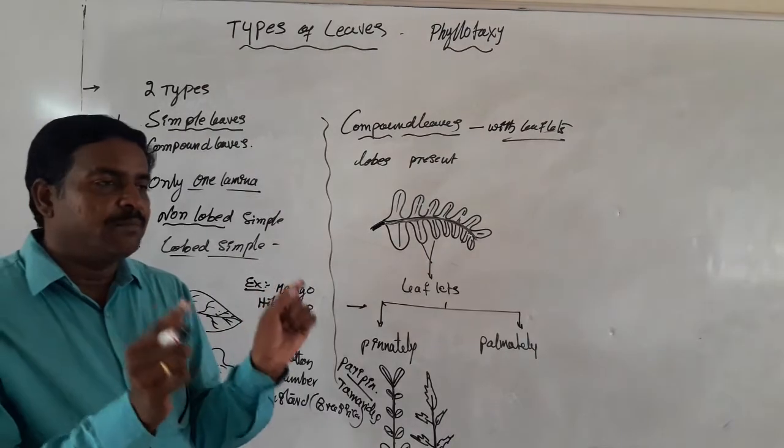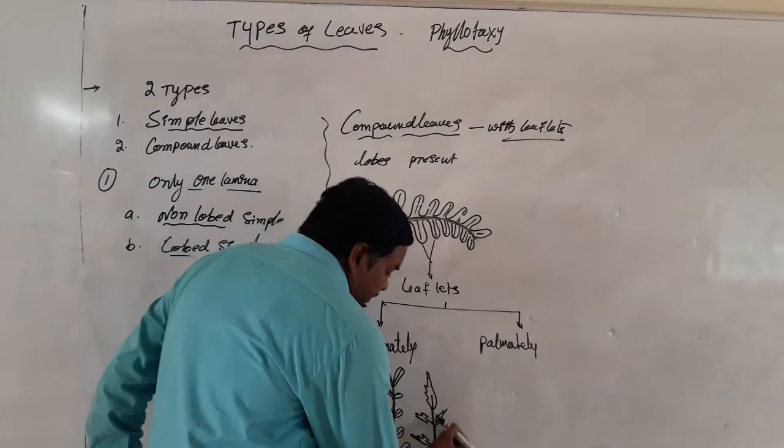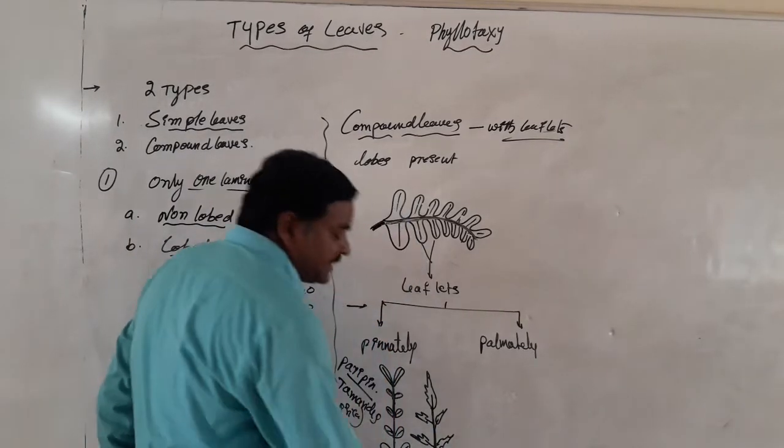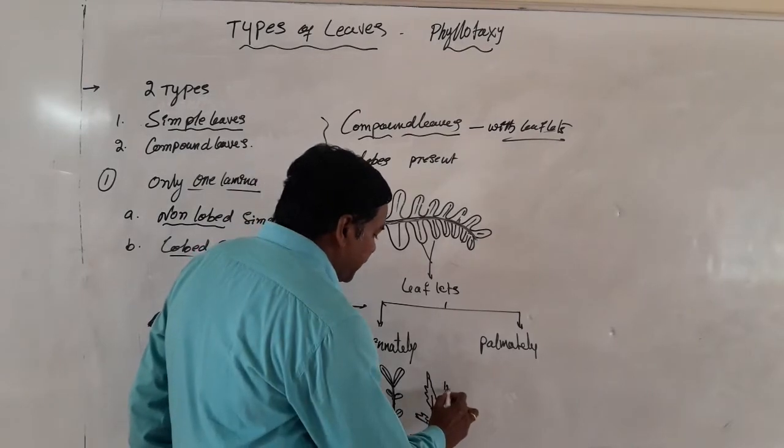There is a pair of leaflets at the end. But when the leaf rachis terminates with a single leaflet, this is called imparipinnate.